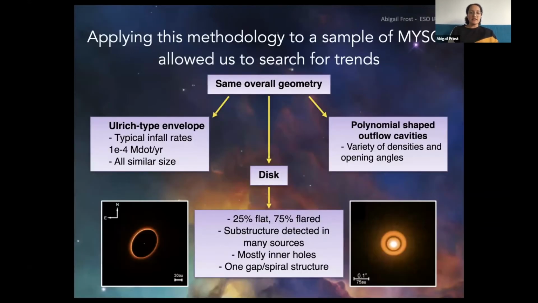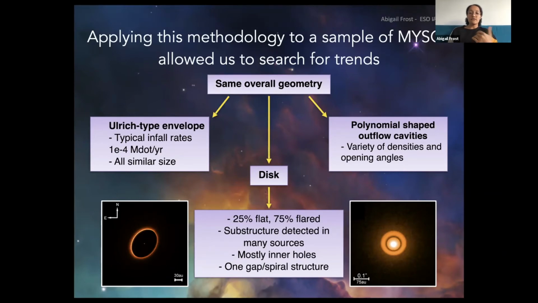I essentially went through analyzing data sets like the ones I just showed for a sample of MYSOs, and then I was able to compare the characteristics that I obtained for these sources within the group. We found that they all have similar overall geometry. They're all disk, envelope, and outflow cavity systems. The types of the envelopes are Ulrich type. So we found that rotating and infalling envelopes are the best fit to the data, with typical inflow rates of 1 × 10⁻⁴ solar masses per year.